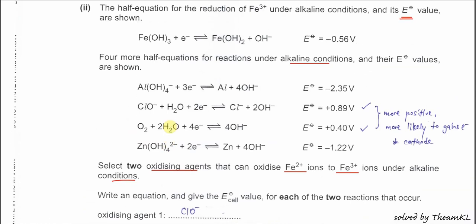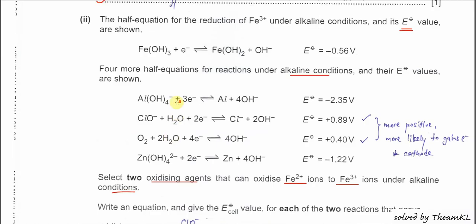Oxidizing agent means itself must get reduced. First, we need to make sure this iron 2 will get oxidized and form iron 3. Means this equation must reverse. After it's reversed, the iron 2 will release electron and get oxidized. Means from these 4 equations, you need to find the E0 which is more positive than this one. Why? Because when the E0 is more positive, they are more likely to gain electron from this half cell.